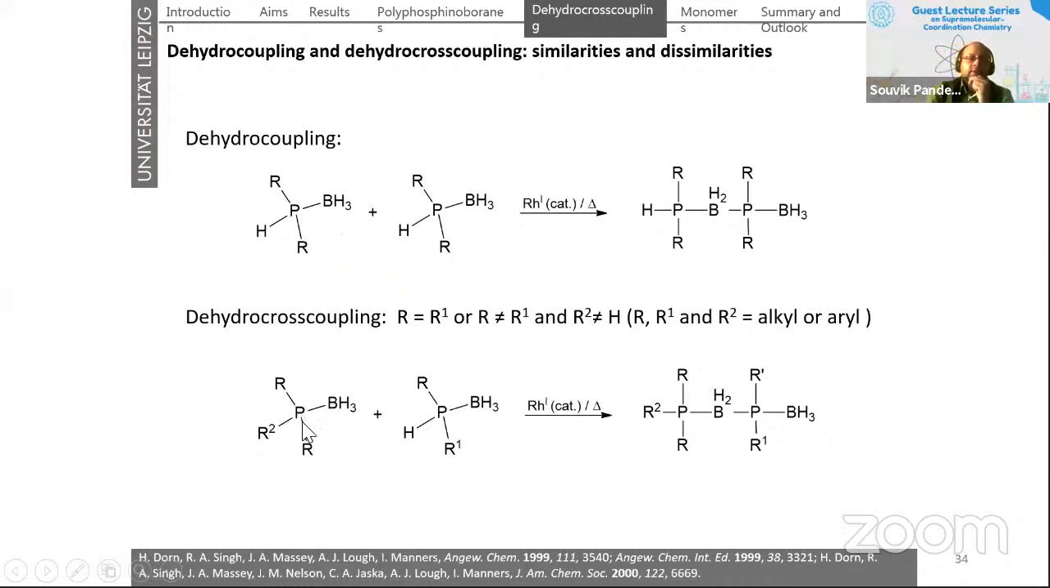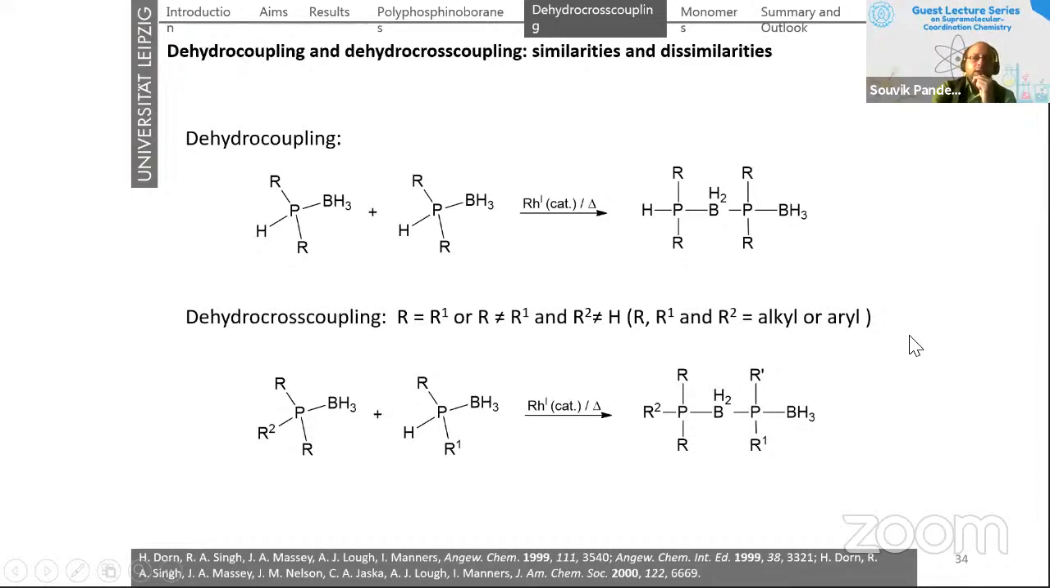Then one phosphorus end is having no hydrogen. See here, phosphorus having no hydrogen. This normal dehydro coupling will give you this product. But if I have cross coupling between these two, this will give you this kind of product which is having no hydrogen. Now you can polymerize it.